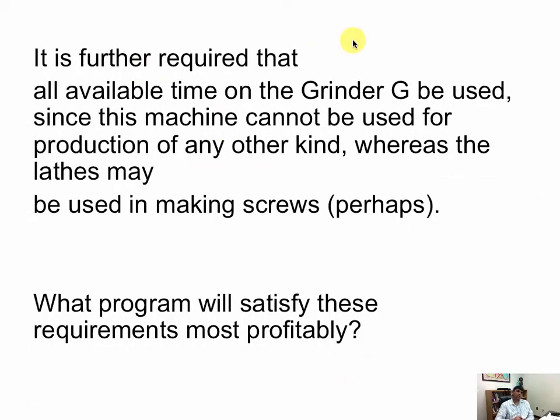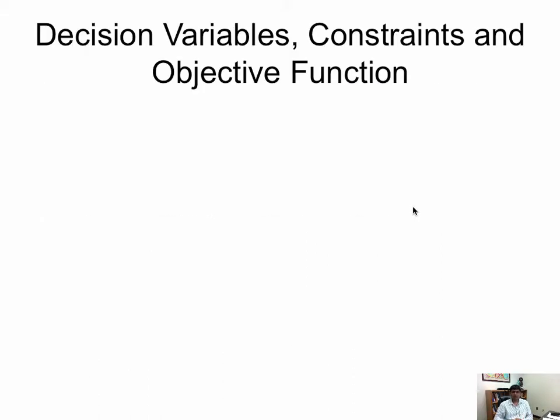We are also told that all available time on grinder G must be used, since this machine cannot be used for production of any other kind, whereas the lathes may be used for making screws perhaps. So the question is, what program will satisfy these requirements most profitably? And our steps are the same. We identify the decision variables, define the constraints, and the objective function.